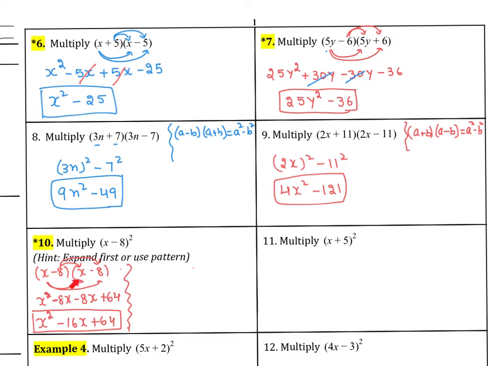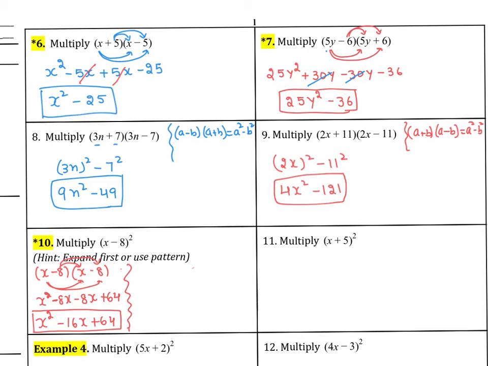First formula that I'm using is the FOIL method. So x times x is x squared, x times negative 8 is negative 8x, and then you're going to multiply negative 8 times x is negative 8x, and negative 8 times negative 8 is 64. Combine the like terms, you're going to get x squared minus 16x plus 64. So that's your final answer using the FOIL method.